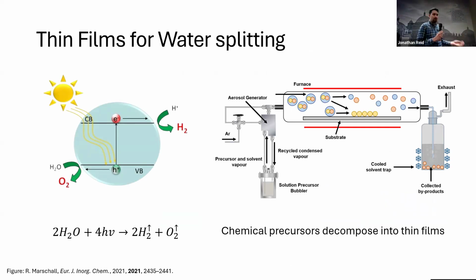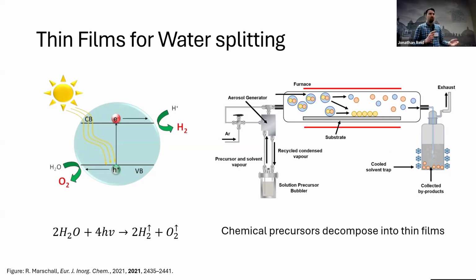The application I'm looking at doing with them is photoelectrochemical water splitting. That's a process where you take your thin film material, drop it into water, shine some sunlight onto it. The sunlight can excite electrons in the thin film material, which drives a catalytic process where the water is split into oxygen and hydrogen. This is a really great thing to do in a green renewable economy because you're making hydrogen from water and sunlight.